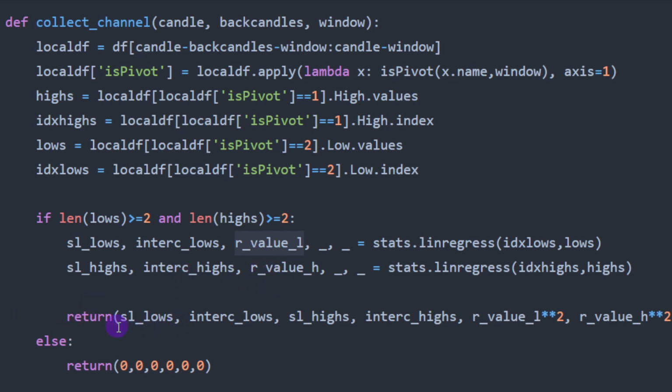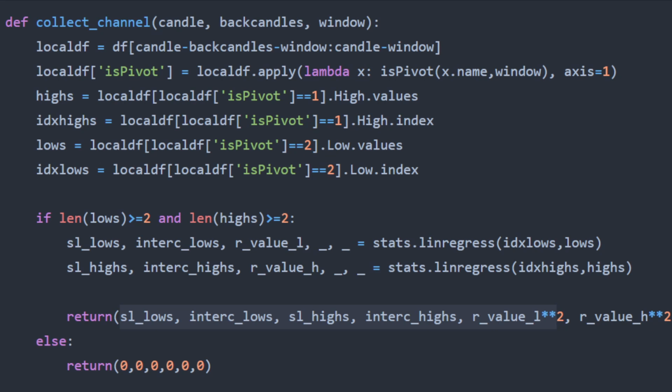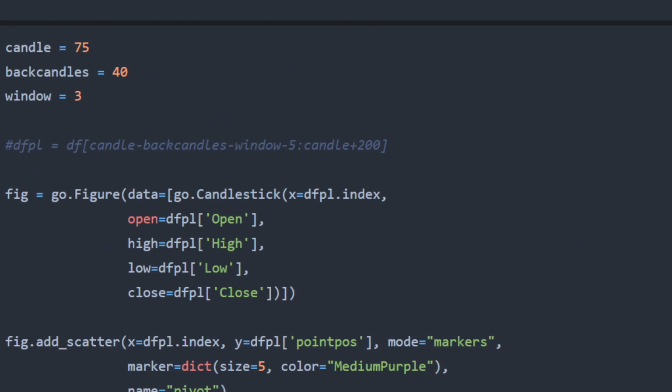Then the function will return all of these values: the slope of the lows, the intercept, then the slope of the highs, the intercept, the R squared values for both segments. And if we don't have more than 2 points for the high points and the low points, we're going to return zeros. And this is basically it. This is the function that's going to compute the pivots using the previous function and return slopes and intercepts for the current channel. Now we can try it.